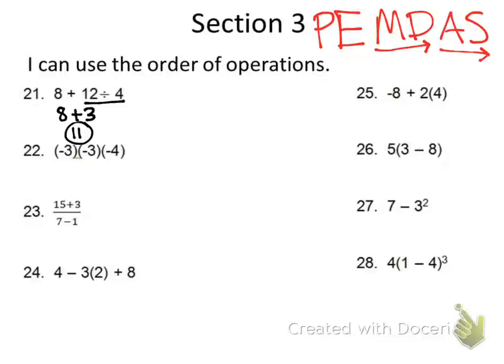All right, number 22 is all multiplication. When it's all multiplication, you just work left to right. What is negative 3 times negative 3? Positive 9. Very good. What is positive 9 times negative 4? Negative 36. Beautiful. Questions?